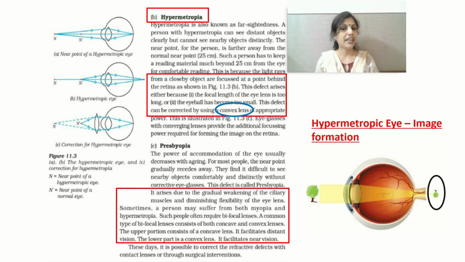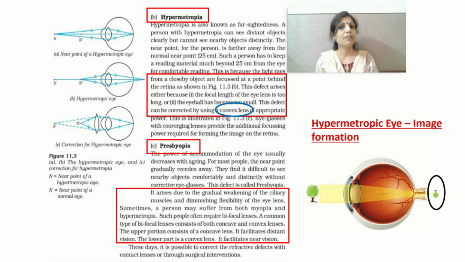After that, the next defect which is discussed is presbyopia. Now this presbyopia happens because of old age. As people grow old, the ciliary muscles become very weak, and hence the function of the ciliary muscle is not proper. So during this time, the person cannot see the objects which are very close to them. So this defect is also called old age hypermetropia.